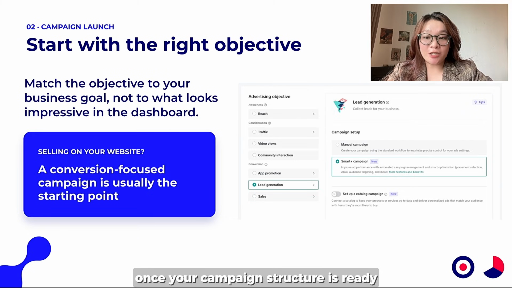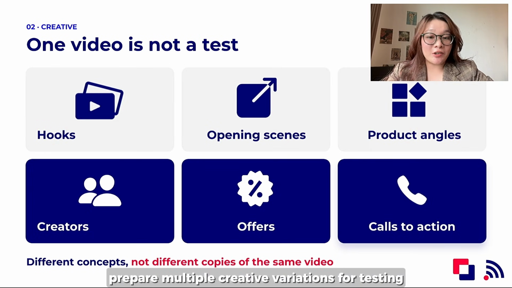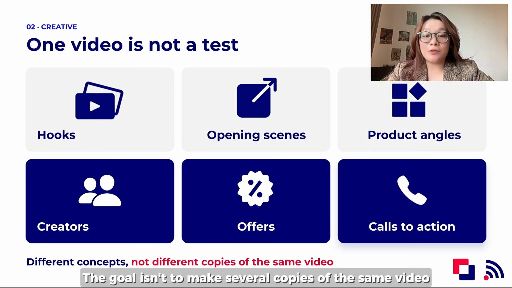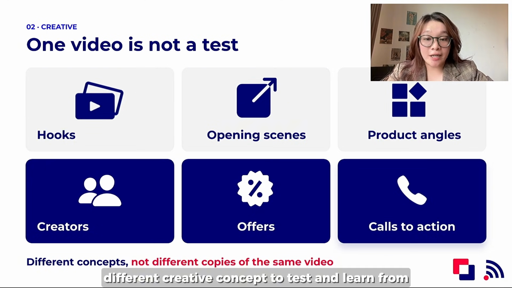Once your campaign structure is ready, pay close attention to your creative. Instead of relying on just one video, prepare multiple creative variations for testing. Try different hooks, opening scenes, product angles, creators, offers, or calls to action. The goal isn't to make several copies of the same video. You want to give TikTok different creative concepts to test and learn from.